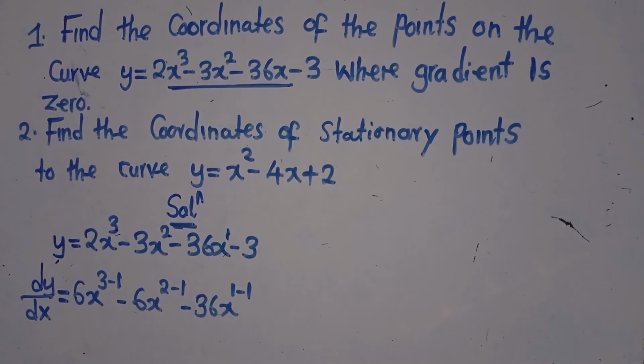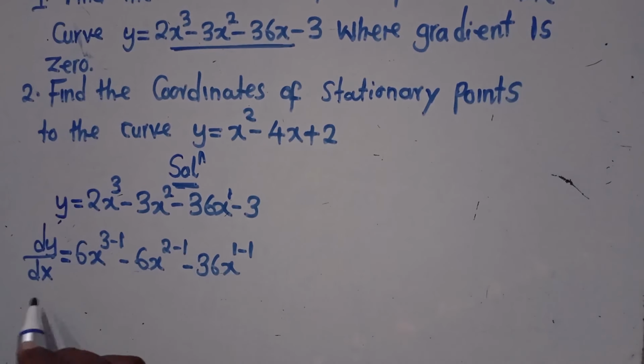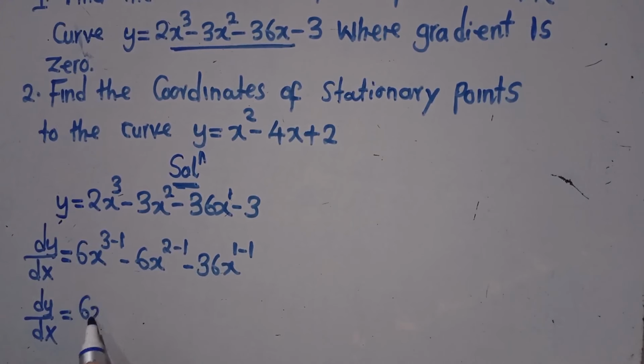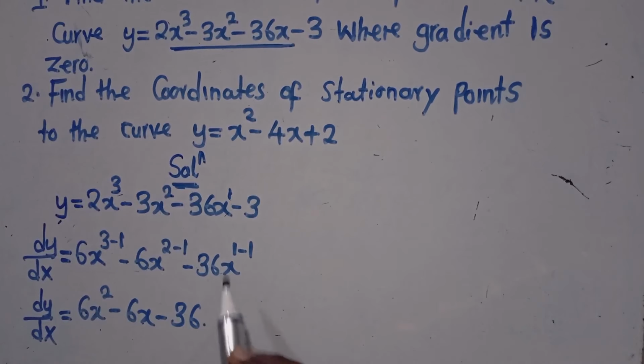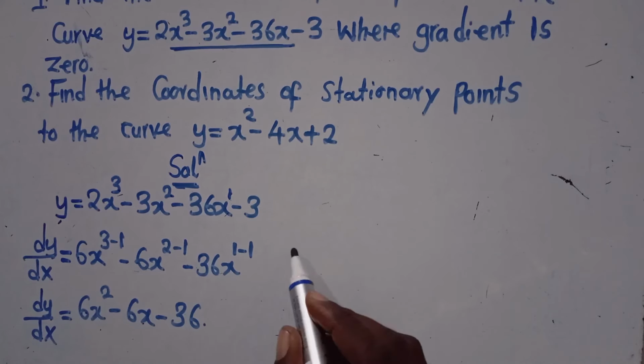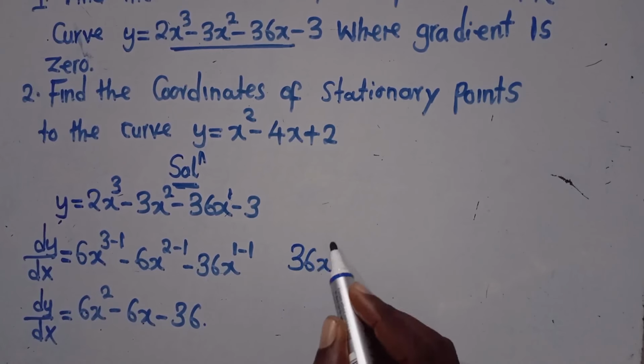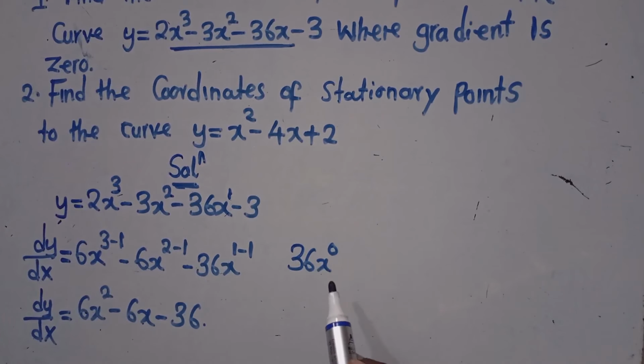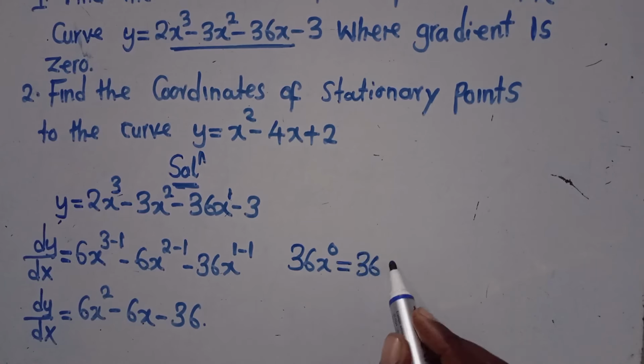From here, the next thing that you are going to do is to say the final answer: dy dx is equal to 6x squared minus 6x minus 36. This is the answer you are going to get. How did I know that here I'm going to have a 36? Where has the x gone to? You are going to have 36x power 0. You know that any number raised to the power 0 is equal to 1. So this is just the same as 36 multiplied by 1. We get a 36 that is here.